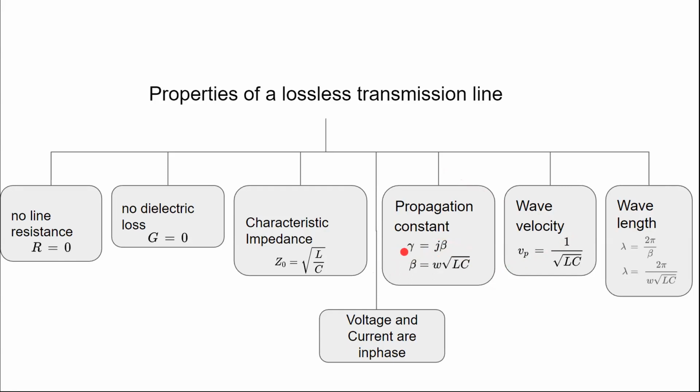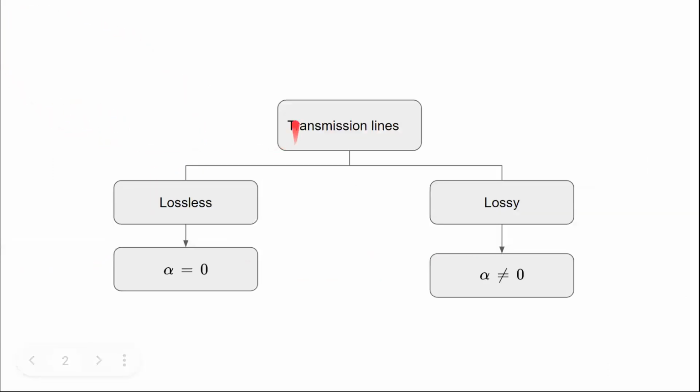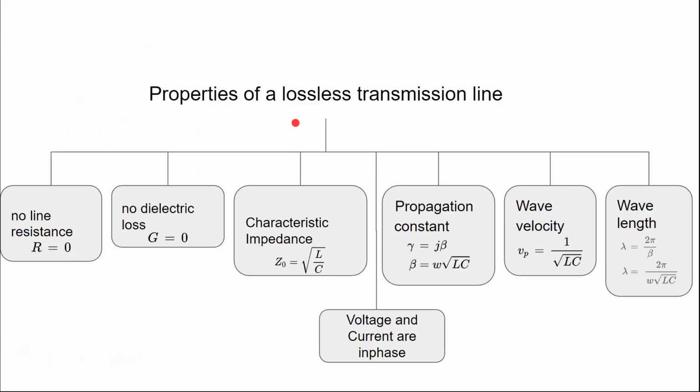Otherwise, if it is a lossy case, we need to consider alpha plus j beta as the propagation constant. So the effect of alpha is there in each parameter we are considering, like the characteristic impedance of the line, which is also affected when alpha is not equal to 0, that means when the line is lossy, right? Now in this lesson we are talking about lossless transmission lines, the case where alpha is equal to 0. So when alpha is equal to 0, the lossless transmission line condition is there.